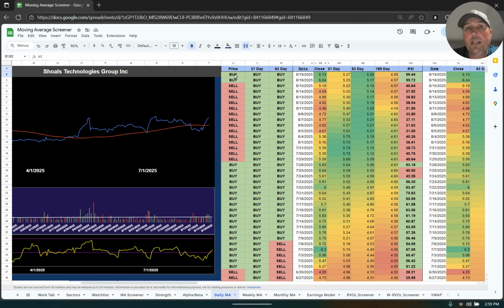This right here is different than the moving average screen. If the price is above the 21-day, we get a buy. If not, we get a sell. And then the 21-day has nothing to do with the price here. We only get a buy if the price is above the 63-day. If it's below the 63-day, we get a sell. And if the 63-day is above the 189-day, we get a buy. If not, we get a sell. And the same applies to the weekly and the monthly charts because I have the same thing and the same percentage things over here.